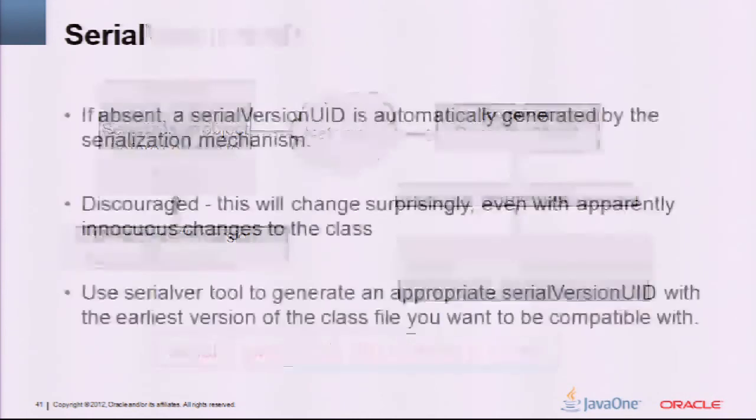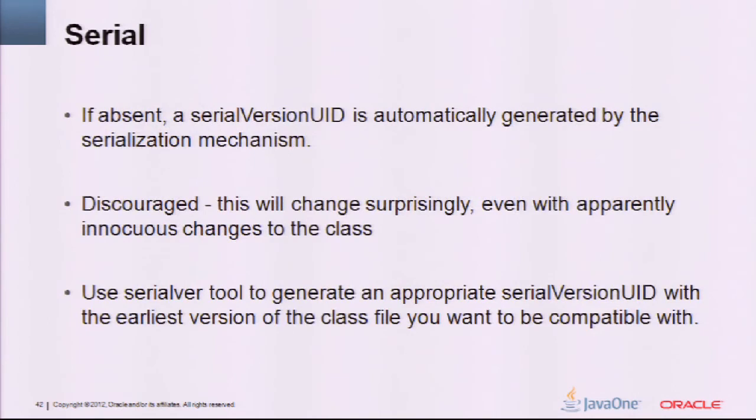Now, in case you don't declare a SerialVersionUID in your serializable class, the compiler is going to generate a default one for you. However, it's discouraged to use that default value because even with changes that you feel are innocuous, not that great or important, your SerialVersionUID will change in surprising ways, and you'll get invalid class exceptions. You'll be surprised by what you see, basically.